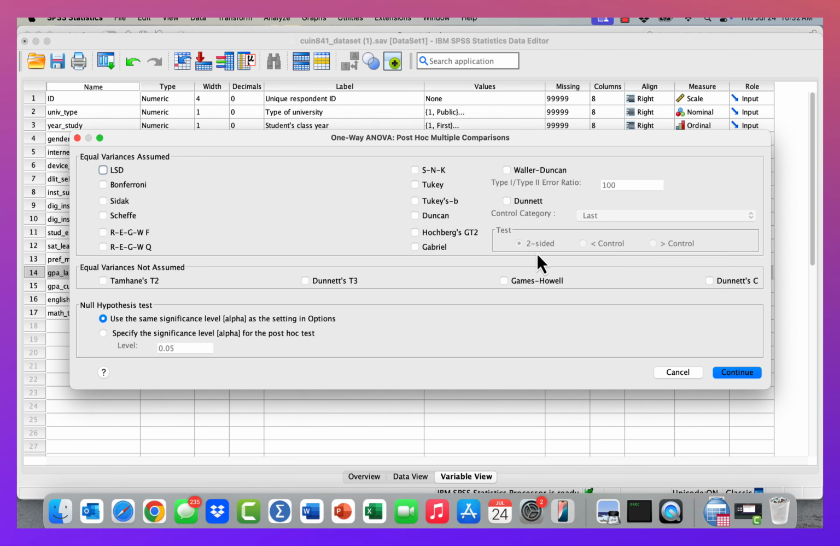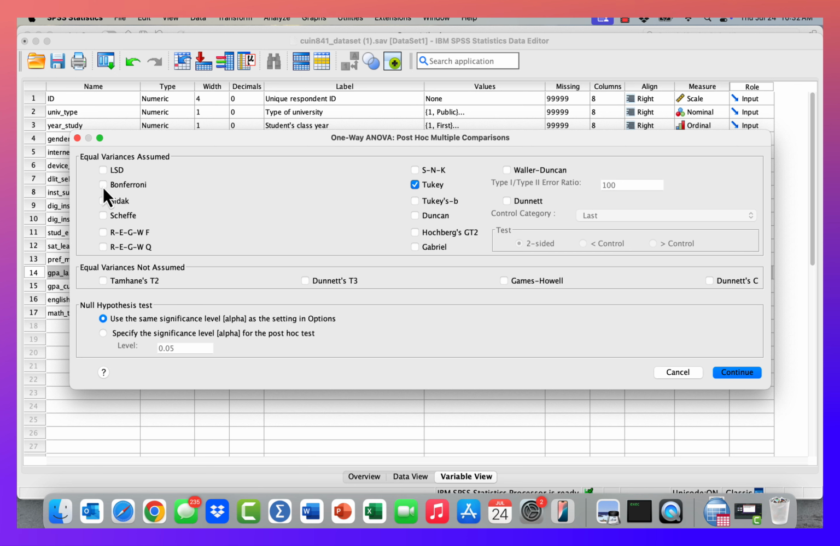But my general recommendation among all of these is to use Tukey's post hoc procedure. The reason is that Tukey's test controls better for type 1 error. You can also consider using the Bonferroni test. Tukey and Bonferroni are both pretty conservative tests, so they have low chances of type 1 error.